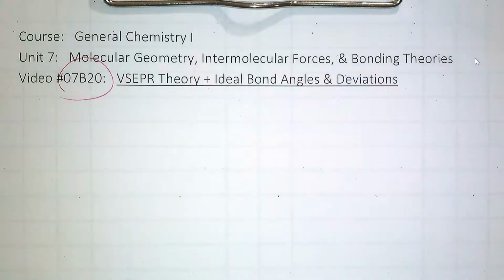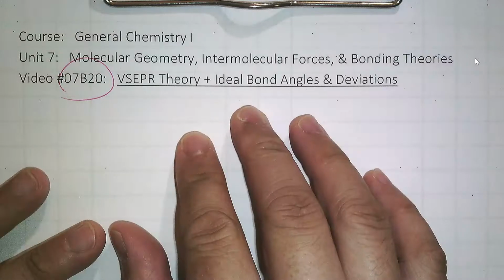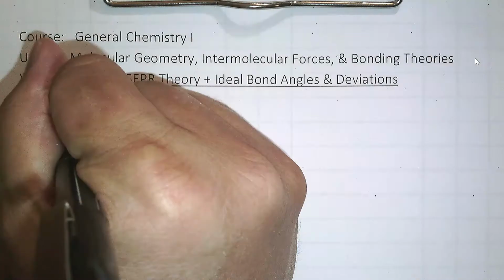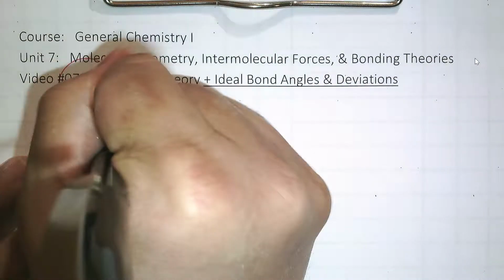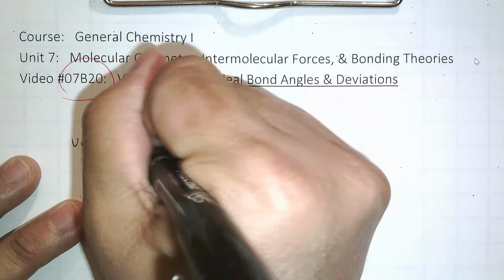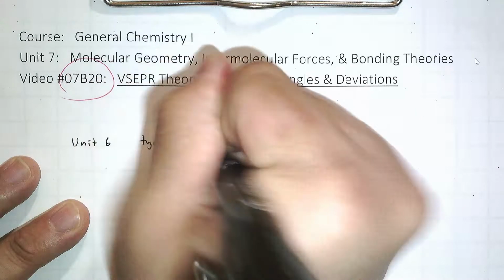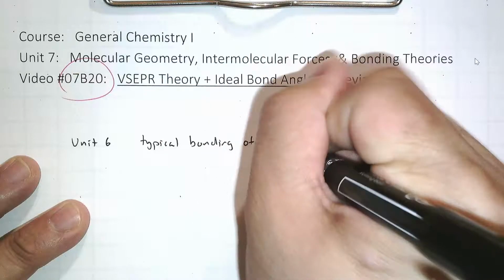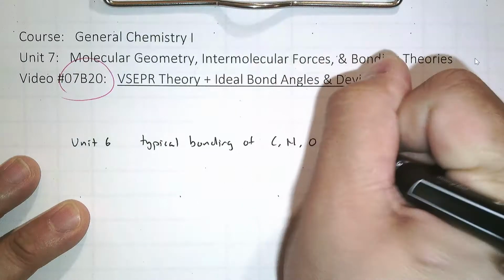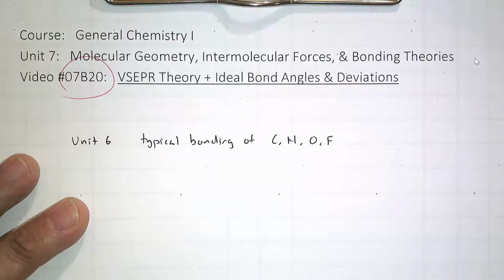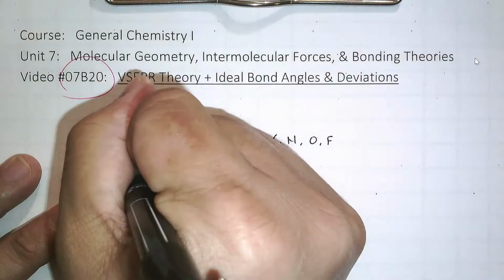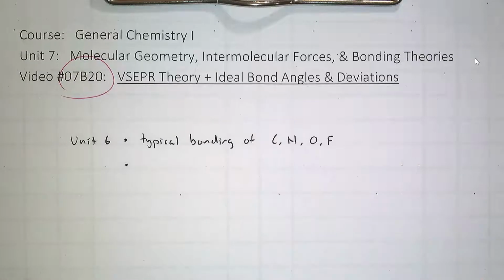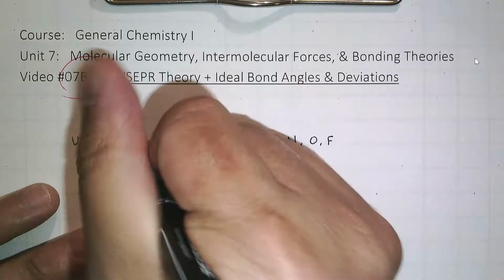Okay, before diving into this video, you may want to review some Unit 6 concepts, such as typical bonding of carbon, nitrogen, oxygen, and fluorine. And then also there were a couple of videos on step-by-step instructions on how to draw Lewis structures.